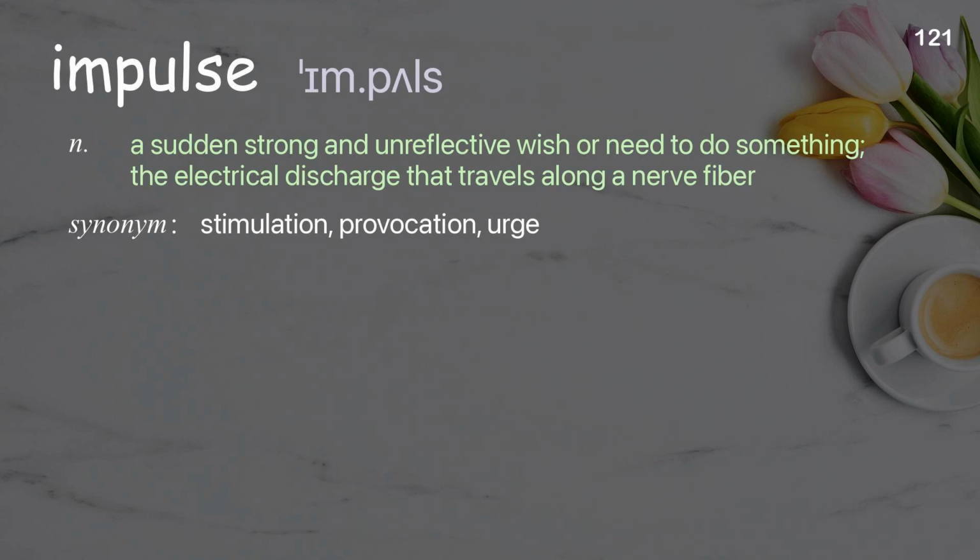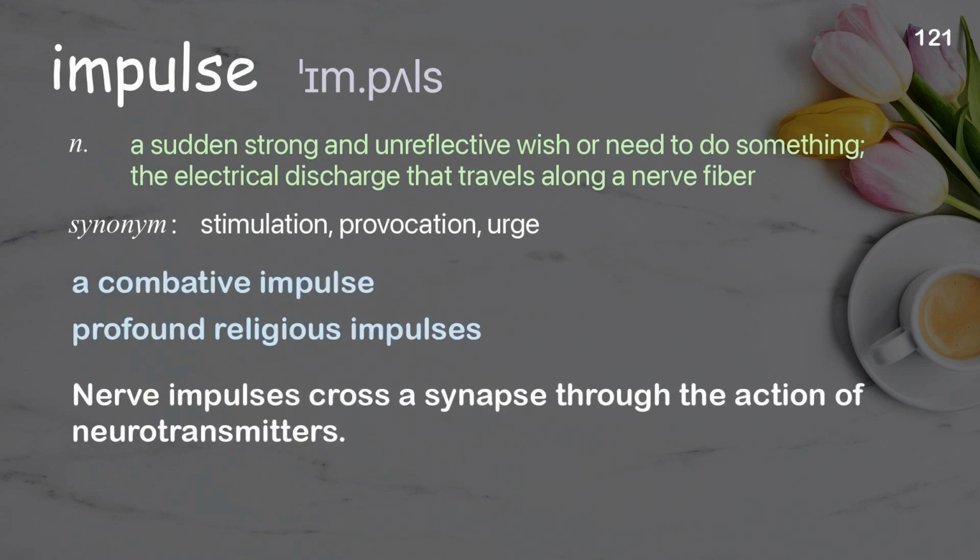Impulse. A sudden strong and unreflective wish or need to do something; the electrical discharge that travels along a nerve fiber. Examples: A combative impulse. Profound religious impulses. Nerve impulses cross a synapse through the action of neurotransmitters.